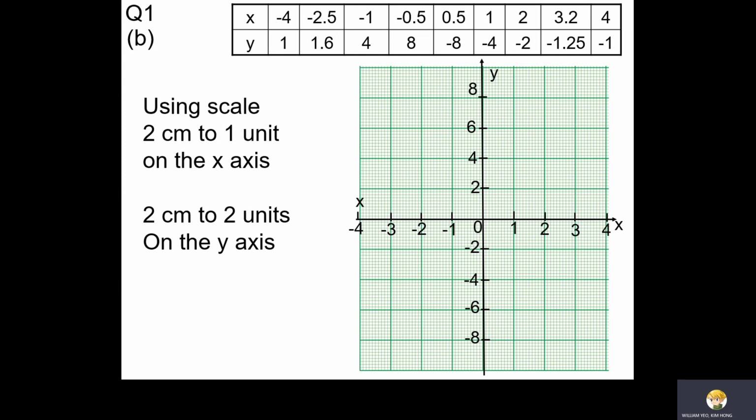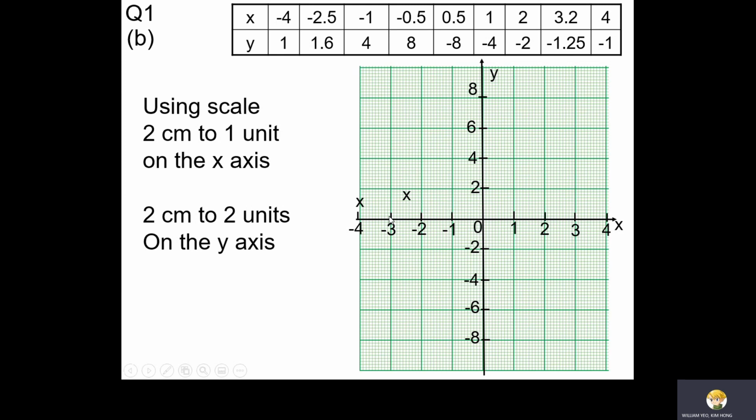Then you try to plot the next point. The next point is -2.5, it is somewhere here, and y is 1.6, right? So it is somewhere here. Then you plot. Do the same for the rest of the points. Make sure you are very careful with this.